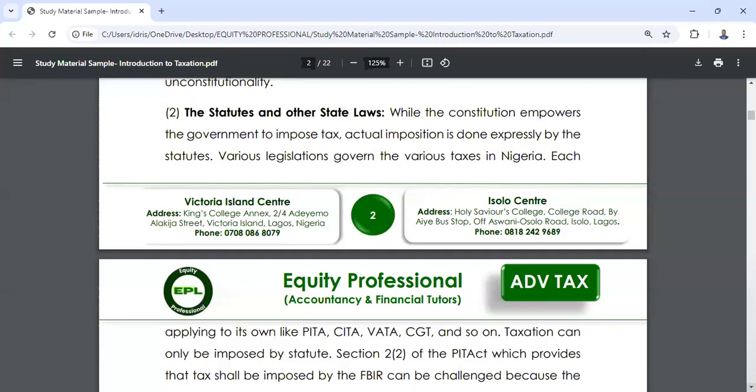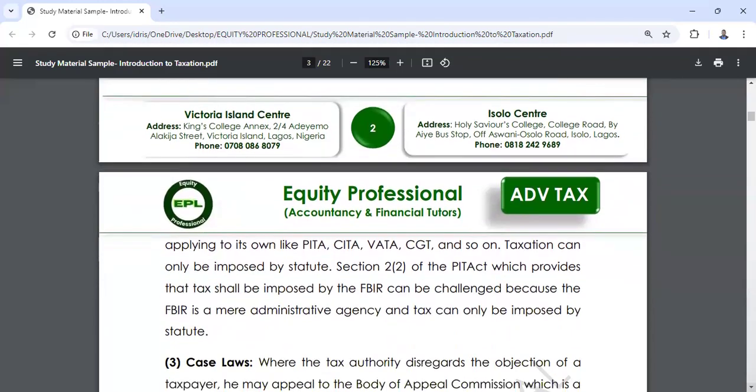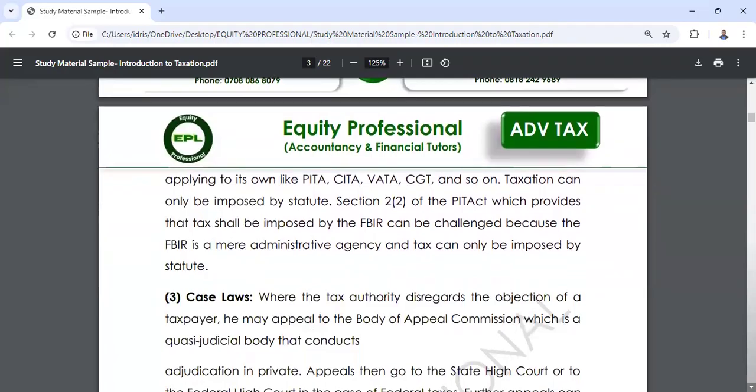We have the Finance Act. They are all statutory law, because before this law is passed, the National Assembly deliberates on it. They make some amendments and they now pass it into law. So statutory law.